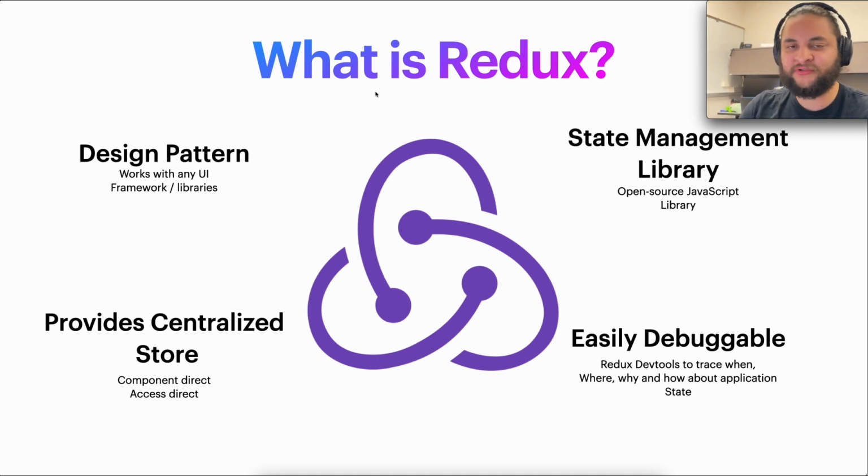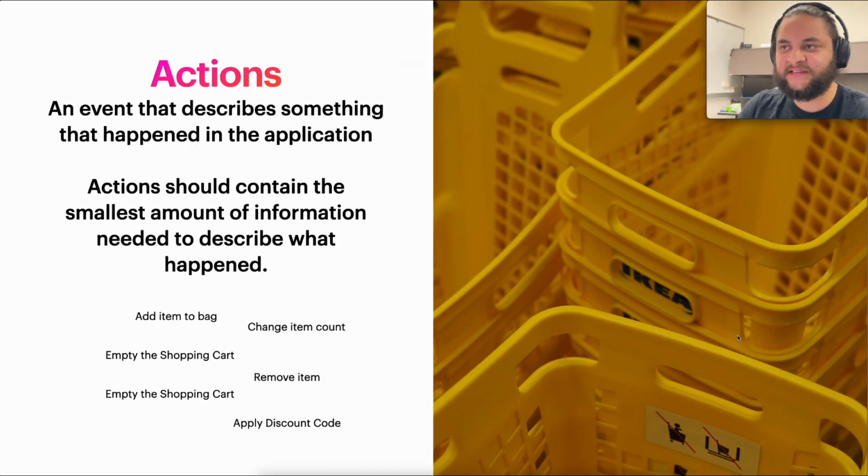To understand Redux, we have to talk about three main components. The first one I'm going to talk about is actions. You can think of an action as an event that describes something that happened in the application. In the example of a shopping cart, it could be any action like add item to bag, change item count, empty the shopping cart. And one thing to notice is that actions should contain the smallest amount of information needed to describe what happened. So it should be minimal.